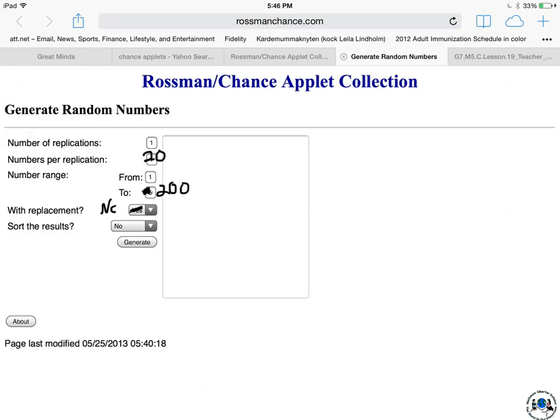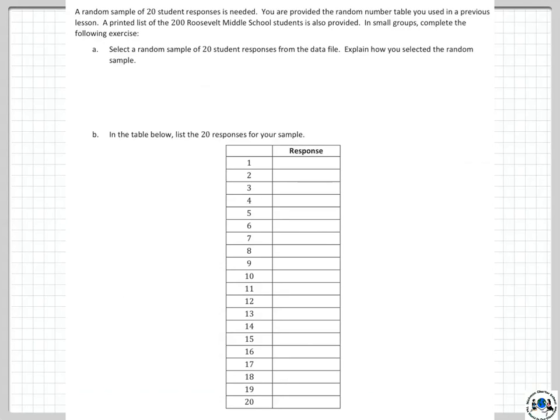Again, if you're going to do it yourself, I'd really appreciate that. Sort the results, I always do. It makes it easier to work with. Then I'm going to hit generate, which I'm going to do right now, over here on my other computer. I've generated some random numbers. Let's go back and plug those in here.